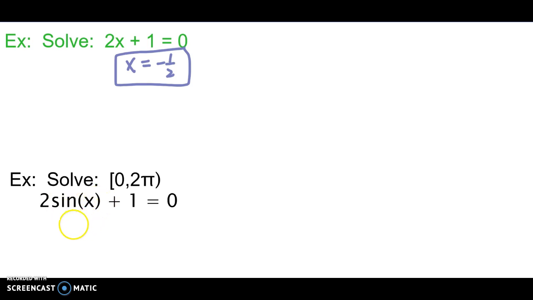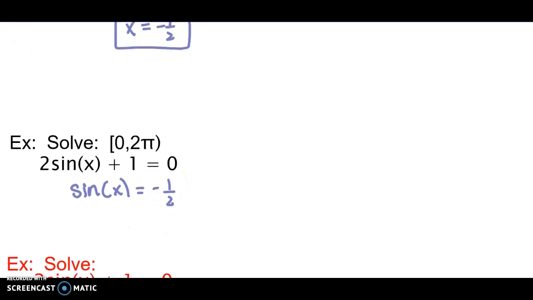Well, if I solve for sine of x, I would get that sine of x is negative 1/2. This looks similar, but we're solving for x, not sine of x. So hopefully we remember, we would take the inverse of both sides. So I get x equals inverse sine of negative 1/2. And I think about my domain, my range. I also think about my unit circle. And I know that I'd have two solutions here: 7 pi over 6 and 11 pi over 6.